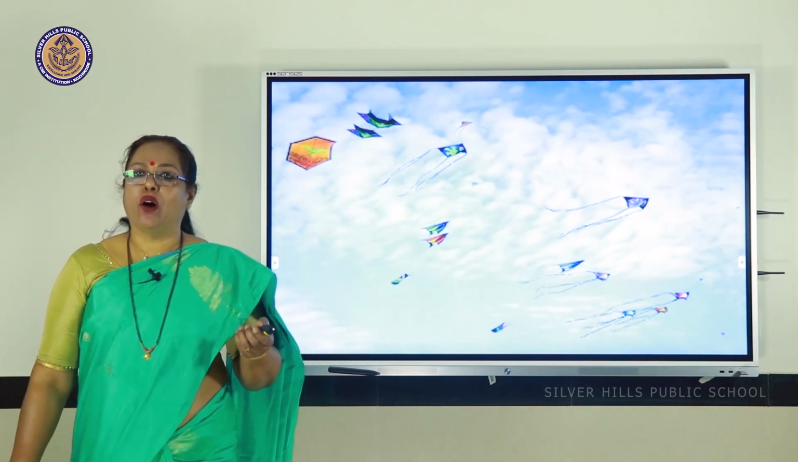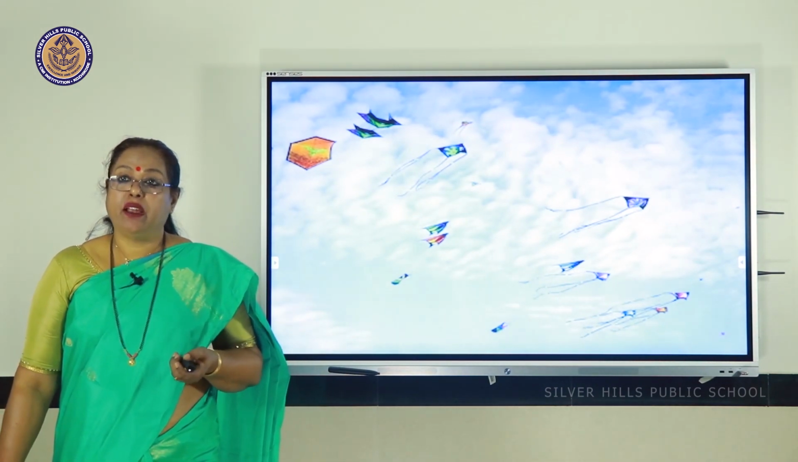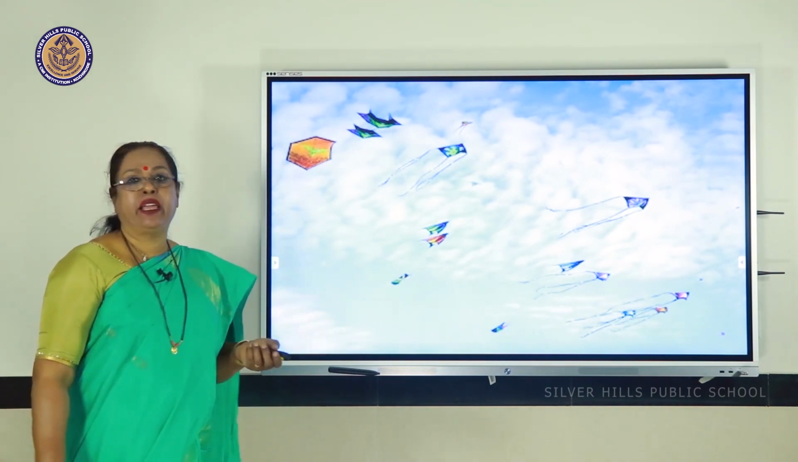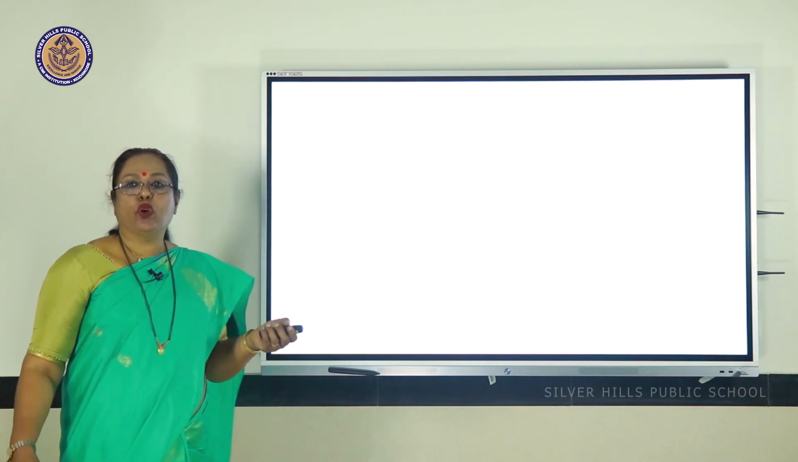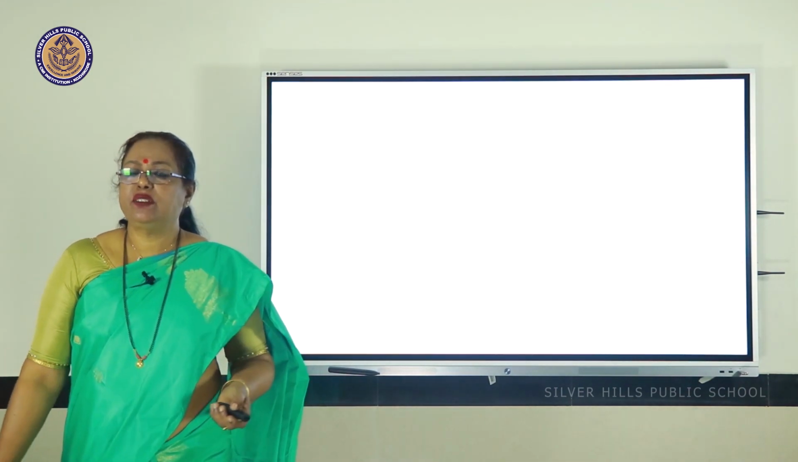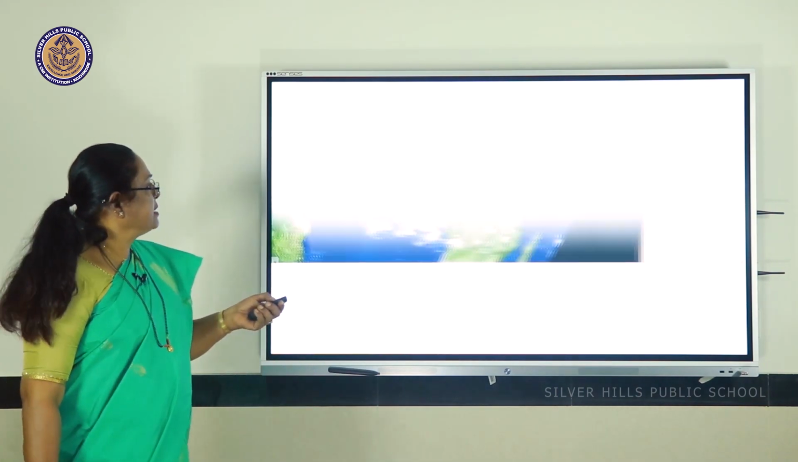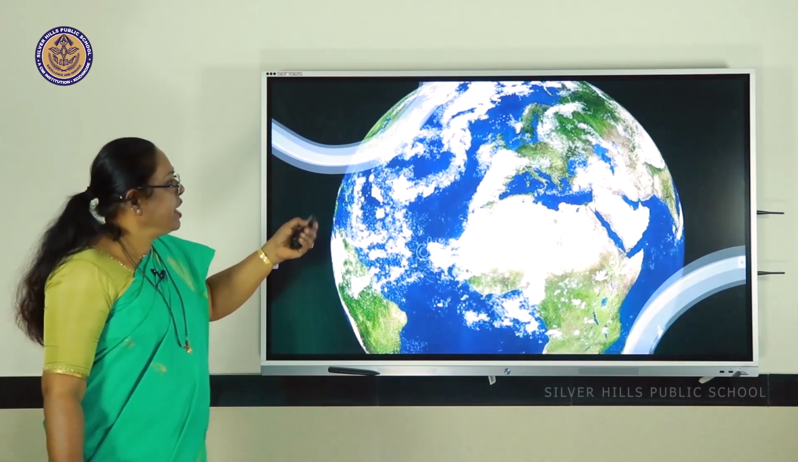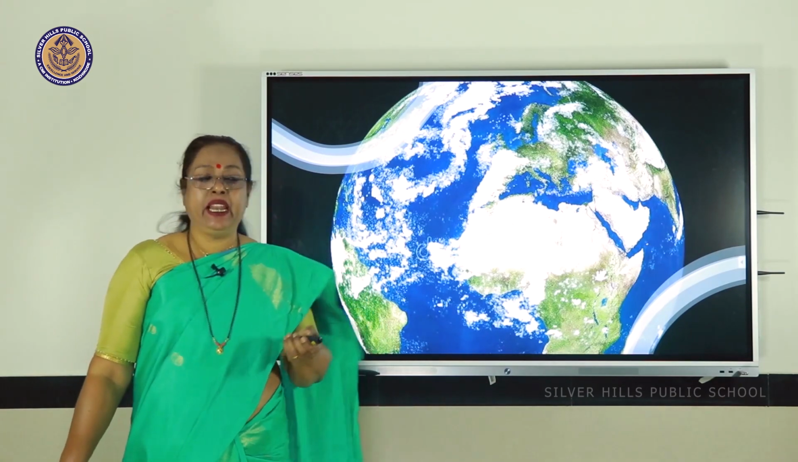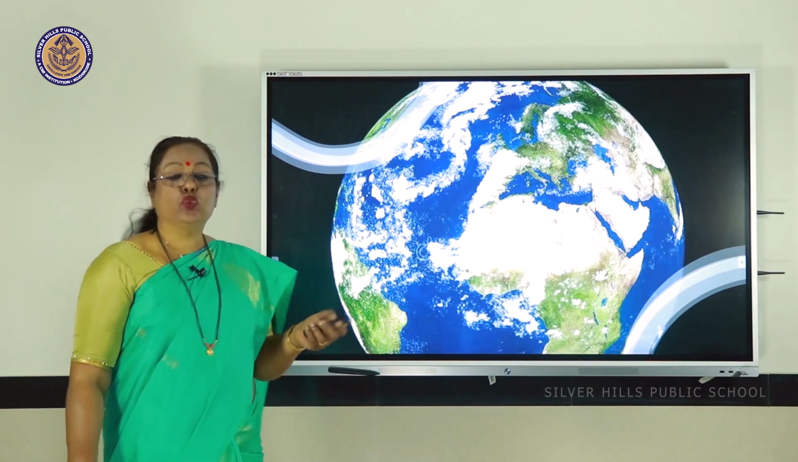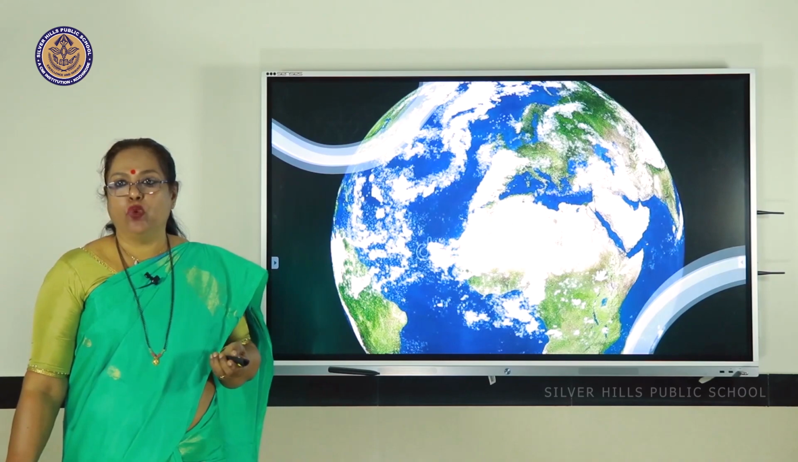When you look from above, if you are flying in an aeroplane, you will see the world looks very tiny compared to its original size. Now this is the world. Now when we travel by an aeroplane, we see that the world is very small from above.